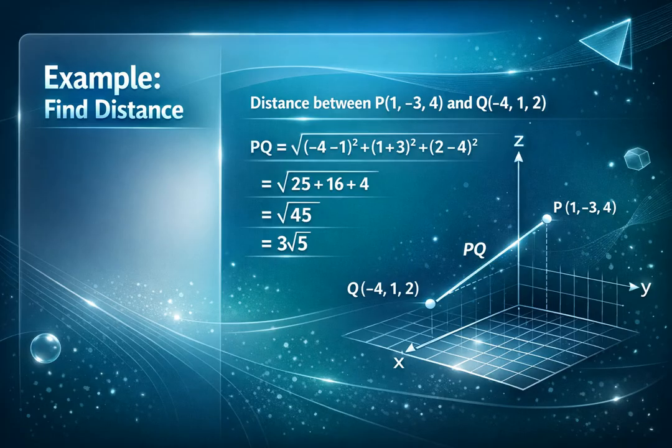Let's find the distance between P(1, -3, 4) and Q(-4, 1, 2). Using the formula, PQ equals the square root of (-4 minus 1) squared plus (1 minus -3) squared plus (2 minus 4) squared. That's the square root of (-5) squared plus 4 squared plus (-2) squared, which equals the square root of 25 plus 16 plus 4, giving the square root of 45, or 3 times the square root of 5.